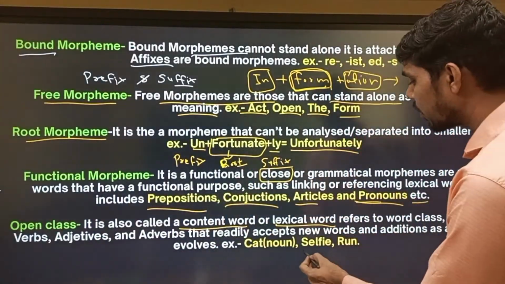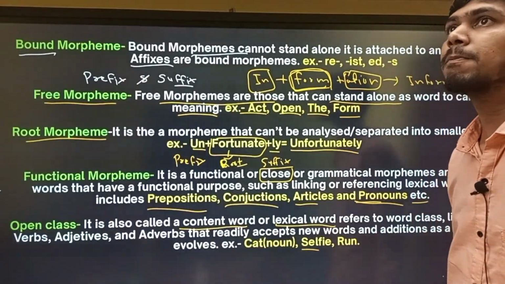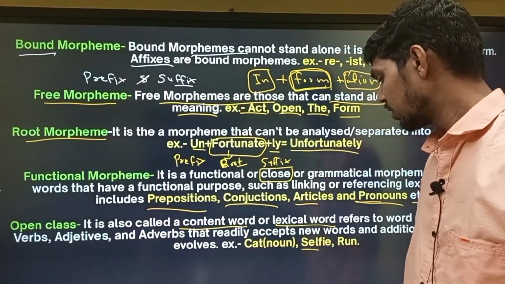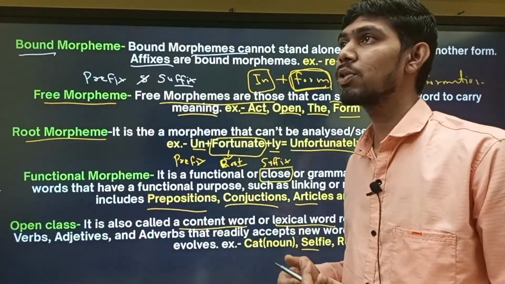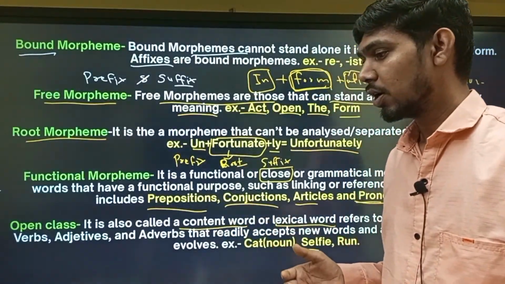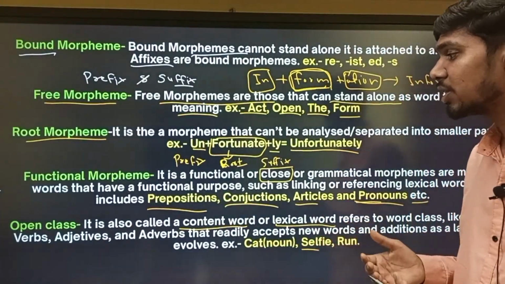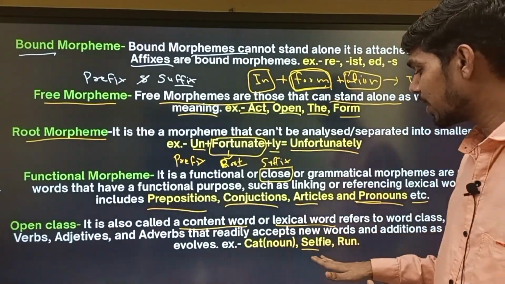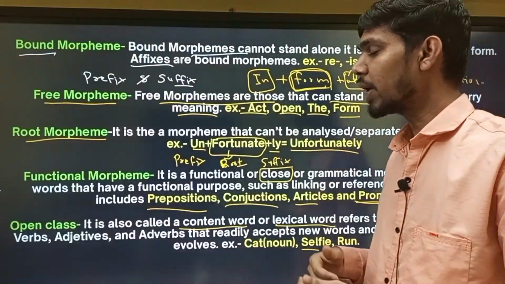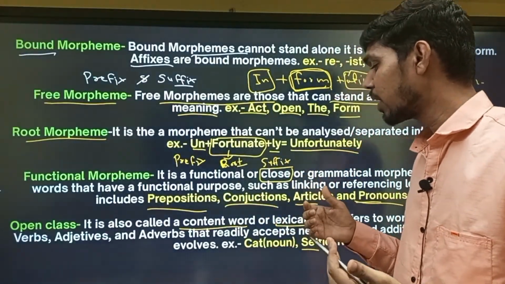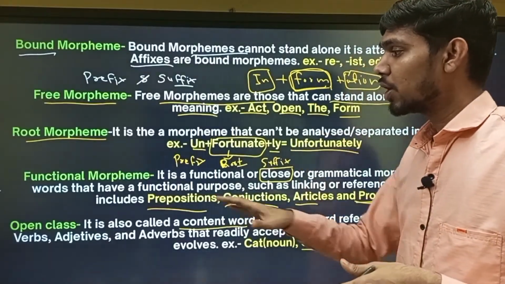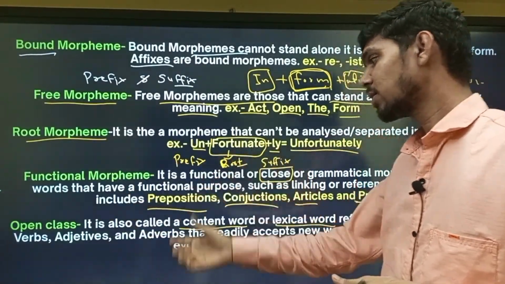For example, selfie. If we talk about 100 years back, we cannot find the word selfie. But because of the mobile, because of technology, it has become trending, and that's why we can get the word selfie here, right? So as the language evolves day by day, with the passing of time, we can add new words. So this is the open class word, open class morphemes.